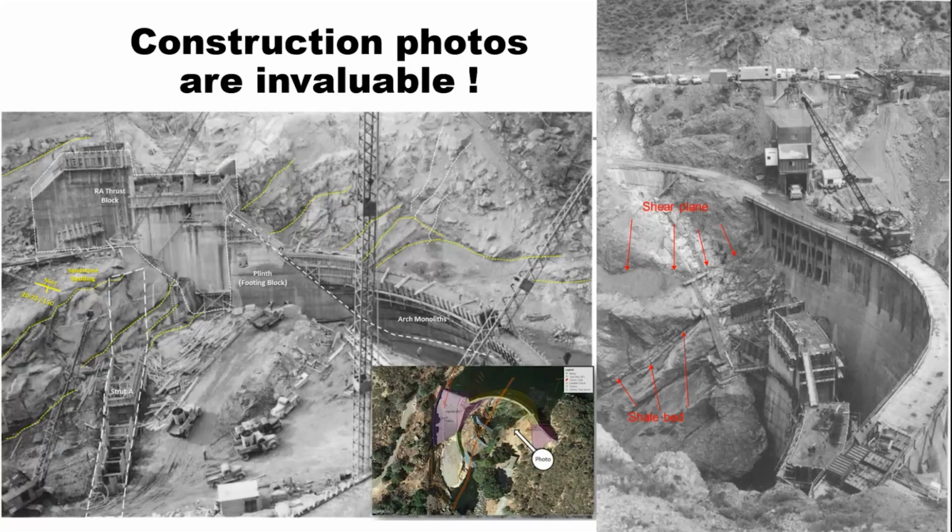Here's an example of finding and mapping critical discontinuities on old construction photographs, including a shear plane and shale bed that were also mapped on the downstream abutment. These planes form potentially unstable blocks within the left abutment of the arch dam.